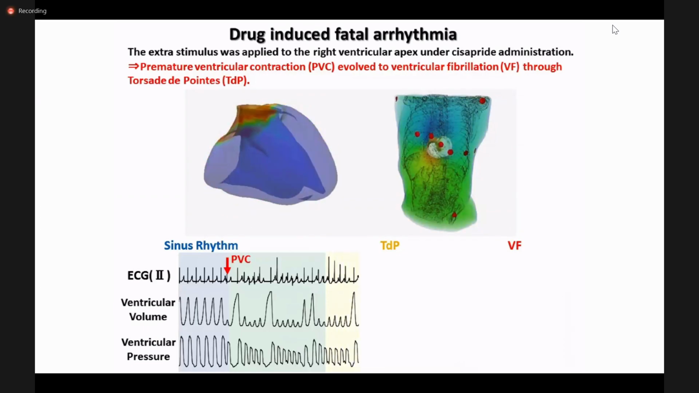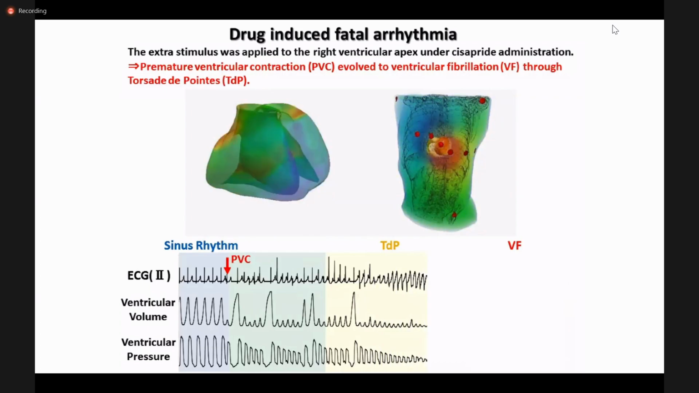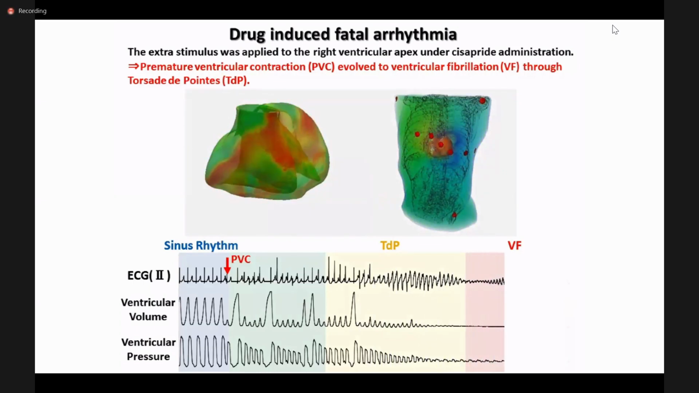I did not change the parameter during the calculation, but the excitation propagation automatically changed to ventricular fibrillation. Under the condition of ventricular fibrillation, the heart cannot pump the blood.